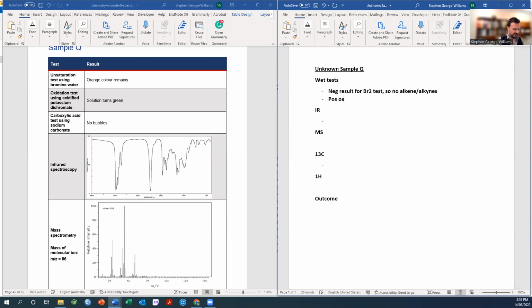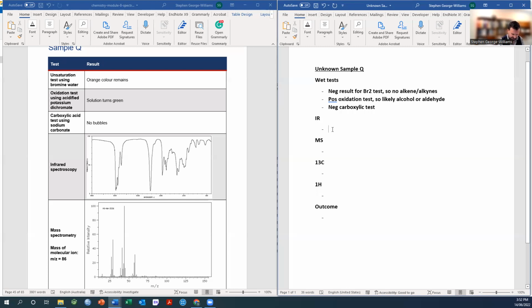We have a positive oxidation test. So likely to have an alcohol or an aldehyde. So one of these is potentially present as they are able to be oxidized under those conditions. And we have a negative carboxylic acid test. So there is no carboxylic acid. That one's pretty easy. From the IR, what can I see?